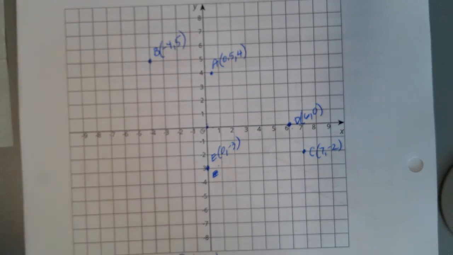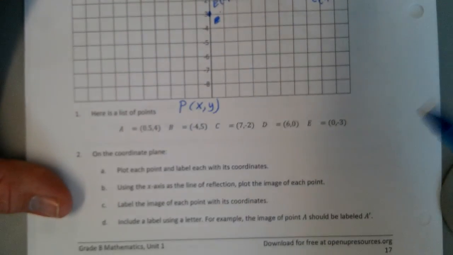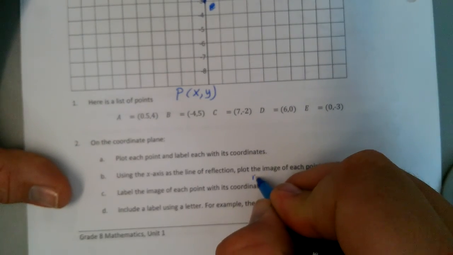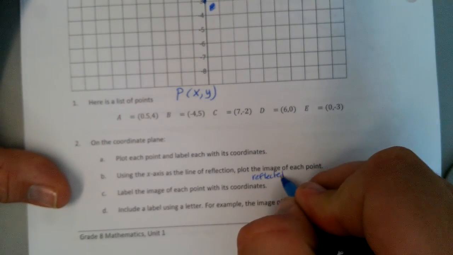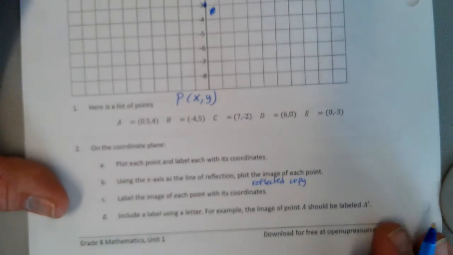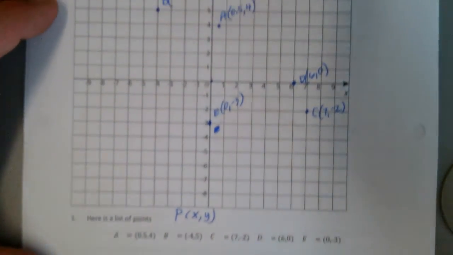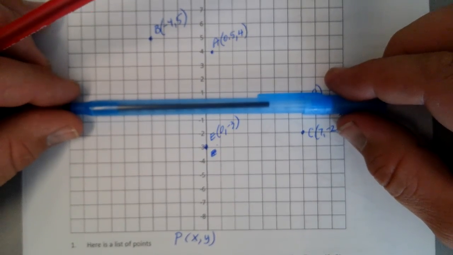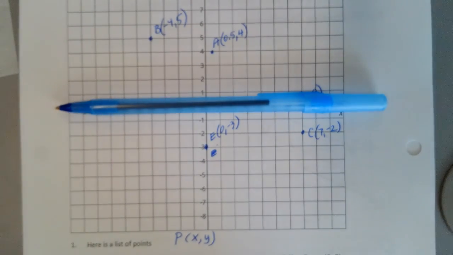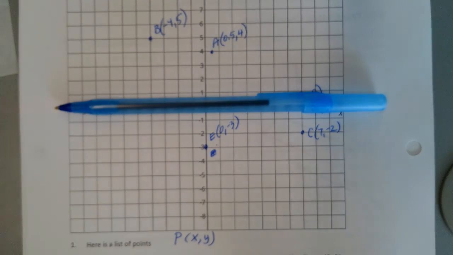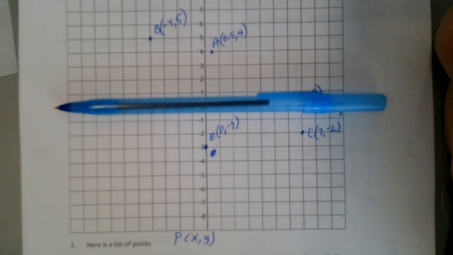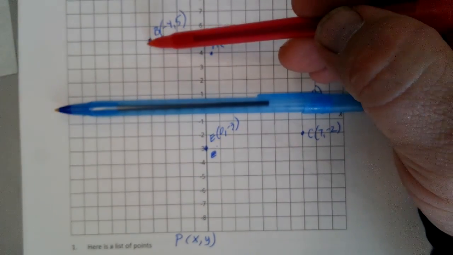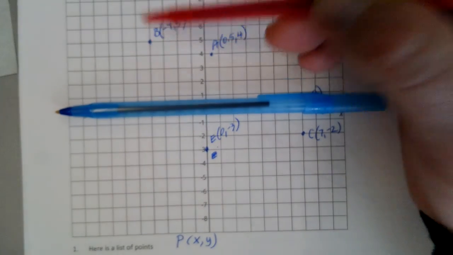Part B says, using the x-axis as the line of reflection, plot the image of each point. Remember, when we plot the image, we're going to plot the reflected copy of each point. To help me to see this, I'm going to set my blue pen. I'm going to plot my images with red, but I'm going to set my blue pen here to be able to see where the line of reflection is, to hopefully give a little bit more clarity to what we mean by reflect. I'll just work from left to right and start reflecting with B.